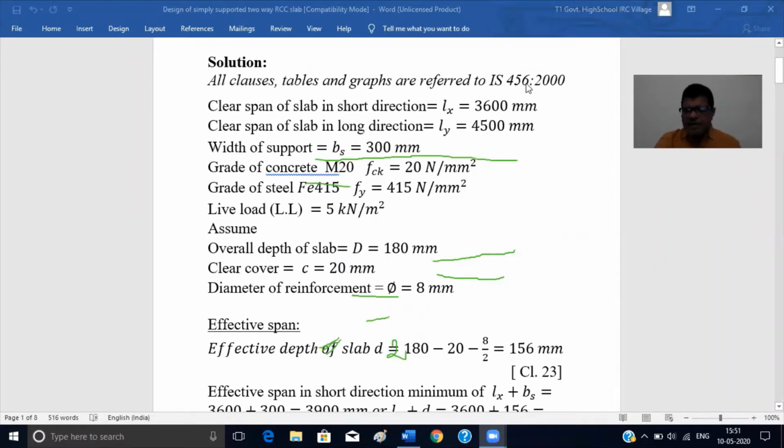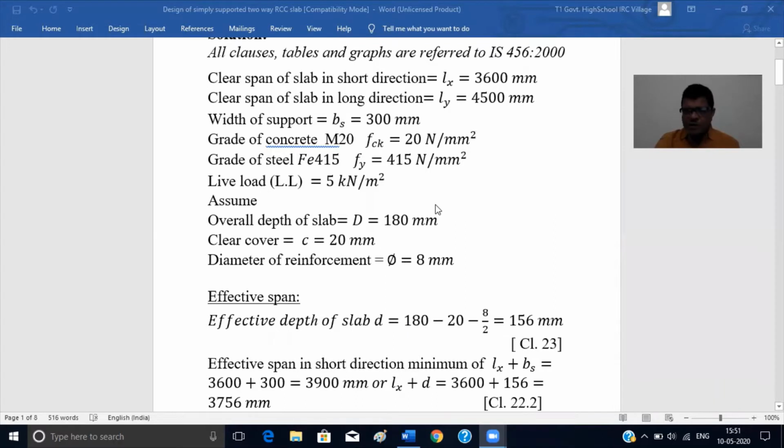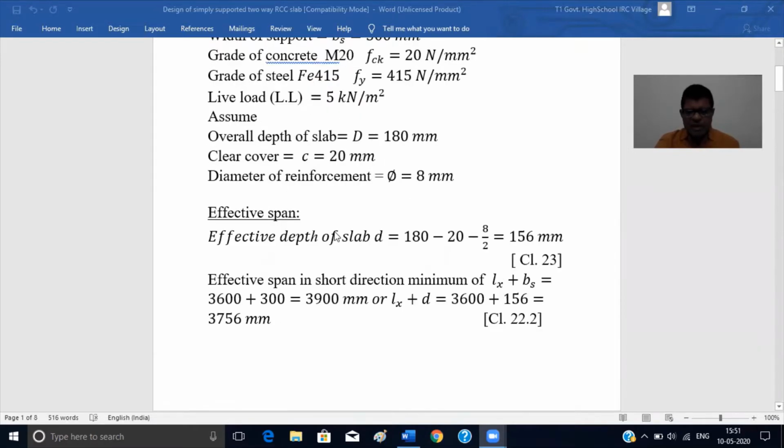Now these are the data given. So the data you have to assume: you assume the overall depth of the slab that is not given. It is taken 180. Clear cover to reinforcement taken is 20 millimeter, and then your diameter of reinforcement is given 8 millimeter. These are the values assumed. Now, what is effective span? Again, you go to clause number 23, where we have seen the beams and also the slabs. The effective depth is equal to overall depth minus cover to reinforcement minus phi by 2, that is 8 by 2. So it becomes 156 millimeter.